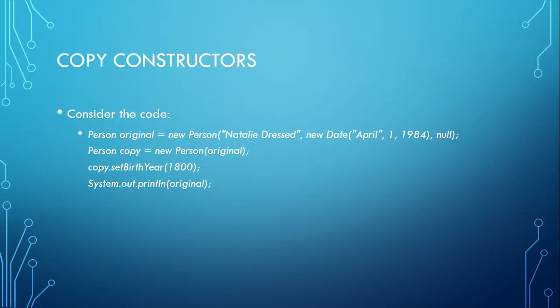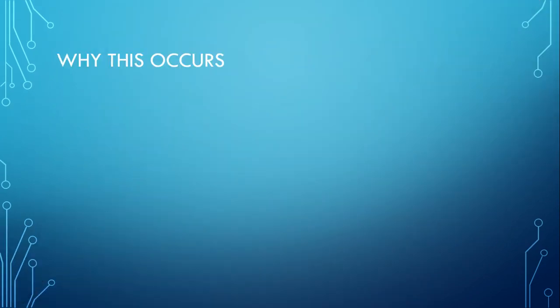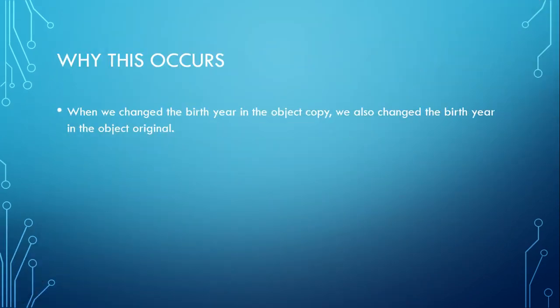So if we consider this code: Person original = new Person("Now", address, new Date(January 1st, 1984), null); Person copy = new Person(original); copy.setBirthYear(1800); System.out.println(original). The output would be "Now, April 1st, 1800 -". Now, why would this occur?